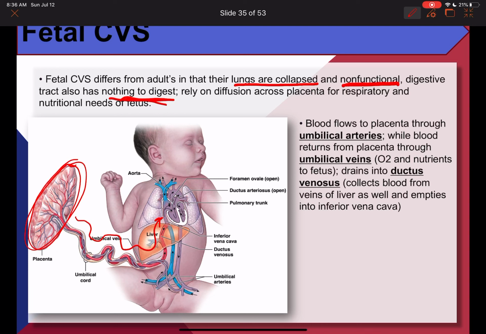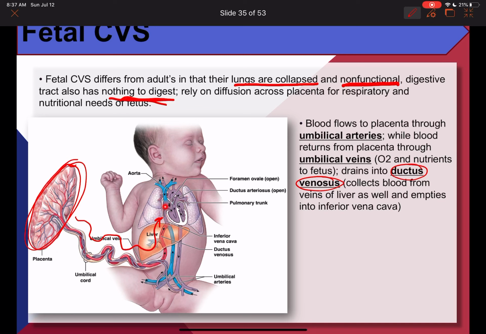This is the other exception, like the pulmonary arteries and pulmonary veins, where the vein is colored red and the arteries are colored blue. The umbilical vein will carry the necessary oxygen and nutrients to the baby, and then it drains into what's called the ductus venosus. The ductus venosus collects blood from the baby's liver veins and moves up into the inferior vena cava.